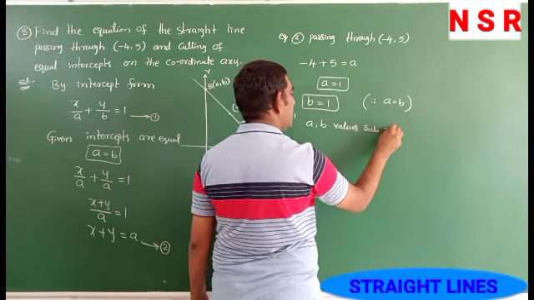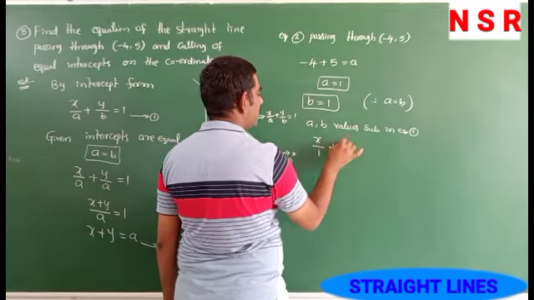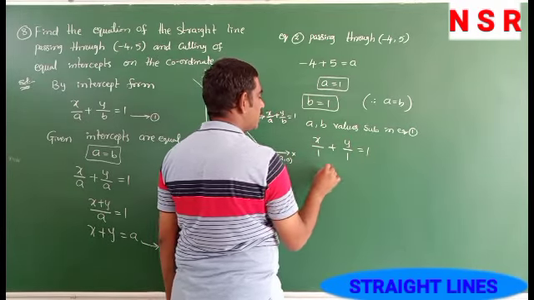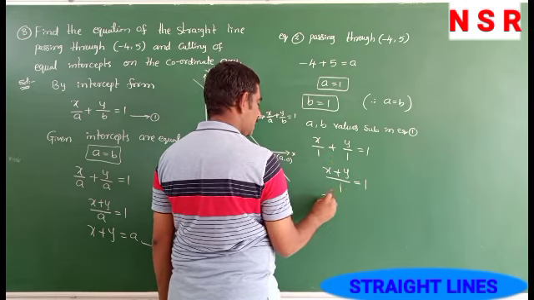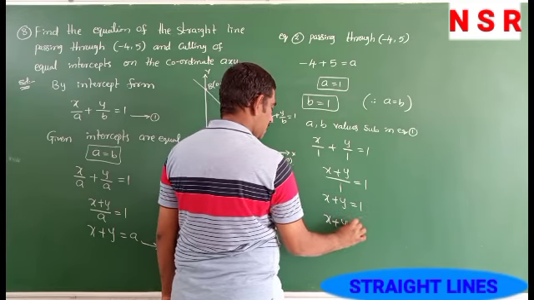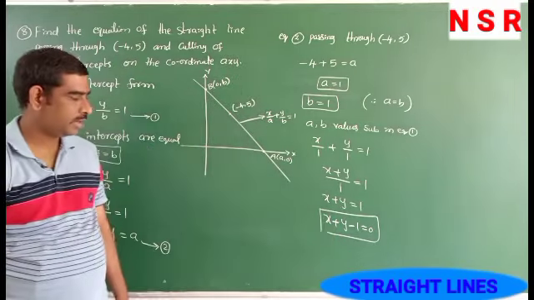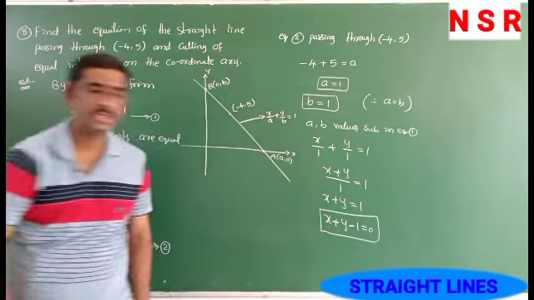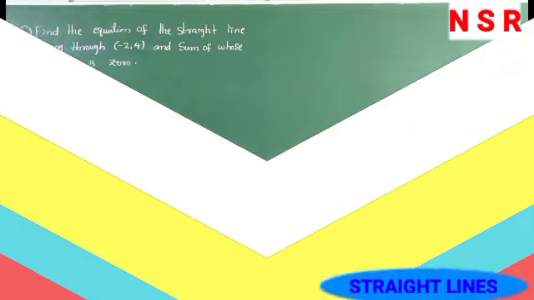Now substitute the A, B values in equation 1. So we get x by 1 plus y by 1 equal to 1. Now LCM is 1, x plus y by 1 equal to 1. Multiplying by 1, we get x plus y is equal to 1. Now move 1 to this side, we get x plus y minus 1 equal to 0. So this is our straight line equation. If intercepts are equal, then the straight line equation is x plus y minus 1 equal to 0.